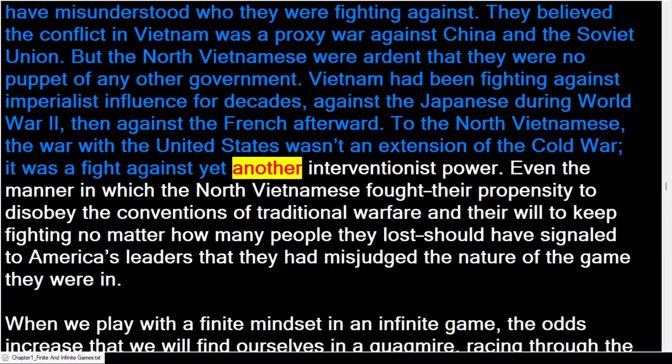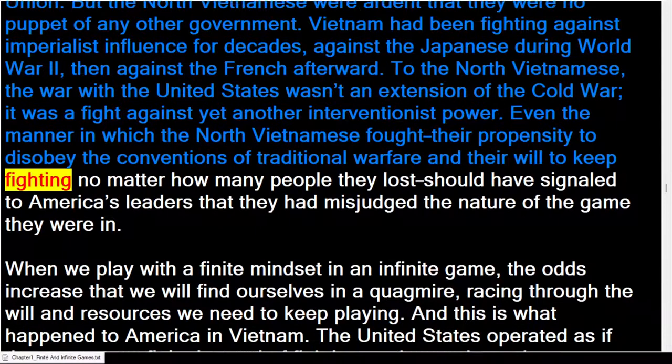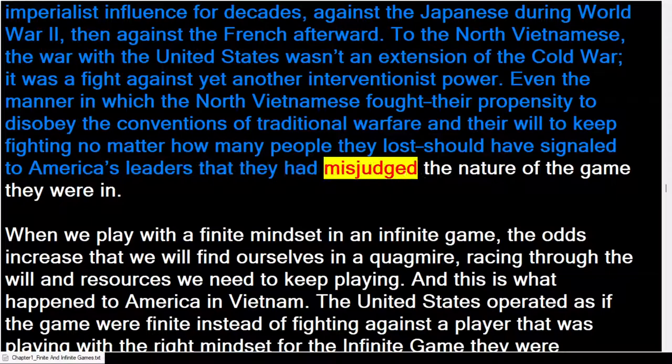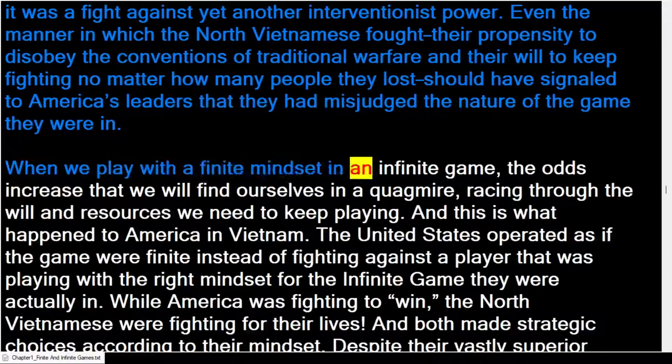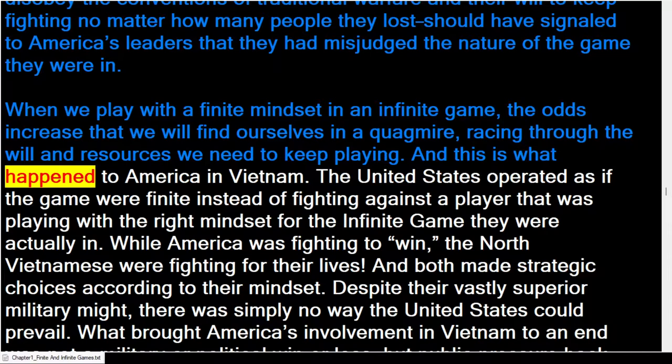Even the manner in which the North Vietnamese fought, their propensity to disobey the conventions of traditional warfare and their will to keep fighting no matter how many people they lost, should have signaled to America's leaders that they had misjudged the nature of the game they were in. When we play with a finite mindset in an infinite game, the odds increase that we will find ourselves in a quagmire, racing through the will and resources we need to keep playing. And this is what happened to America in Vietnam.